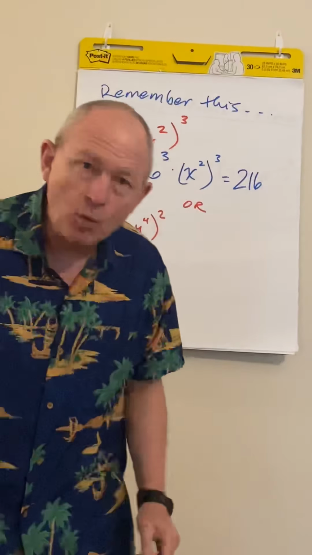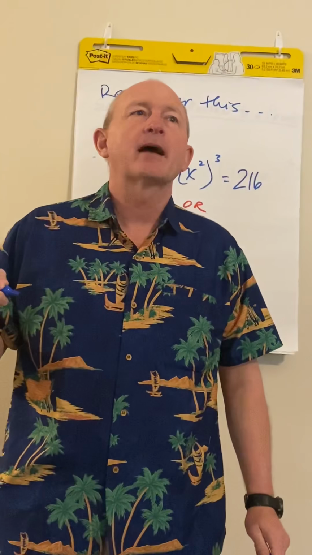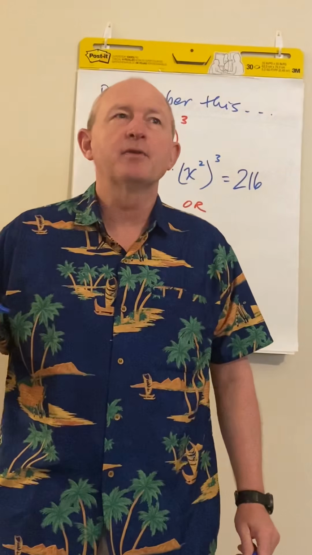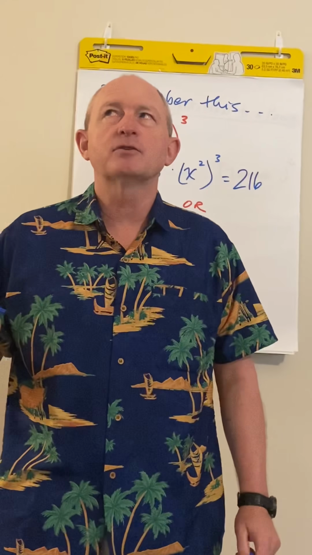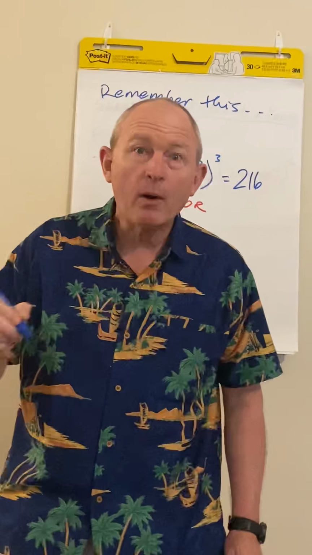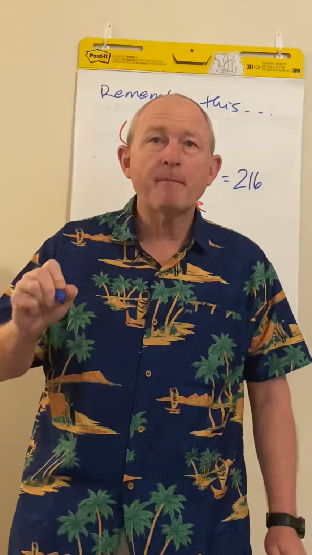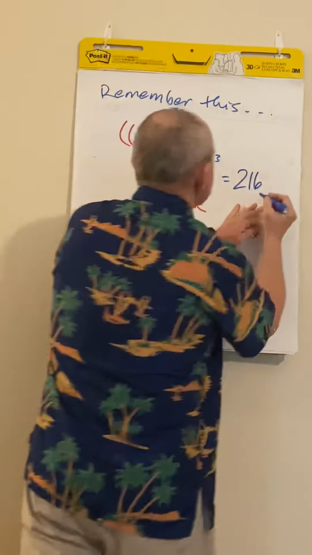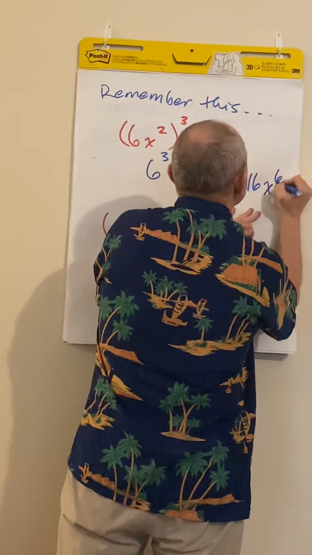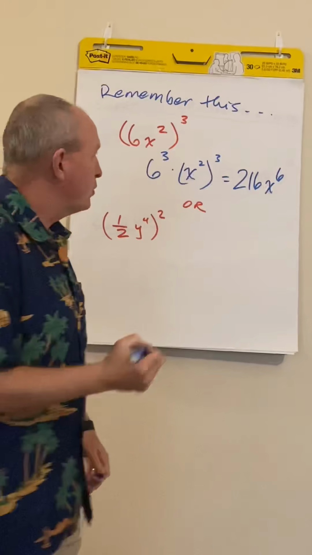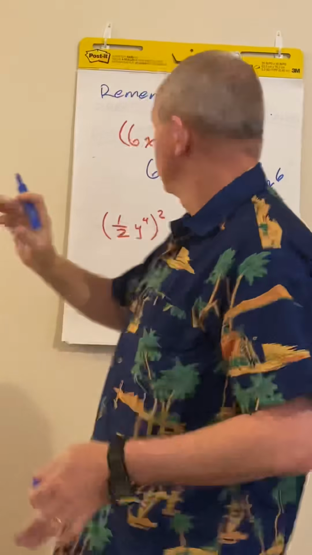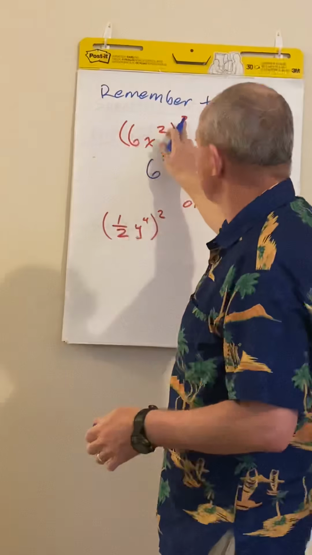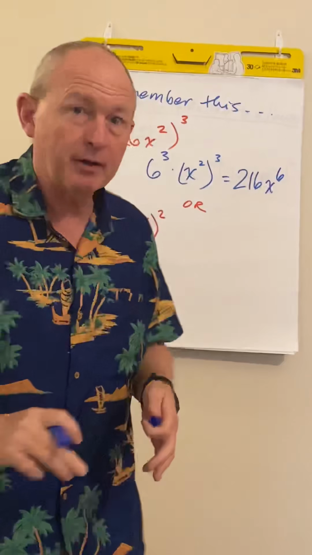And then x squared cubed. That's x to the, is it 2 plus 3 or 2 times 3? Oh, that's power of a power. And for power of a power, you multiply the exponents. So that's x to the 6th. So that's the answer to that one: 216x to the 6th. We take the first one, the 6, and take it to the 3rd power, and then we do x squared to the 3rd power as well.